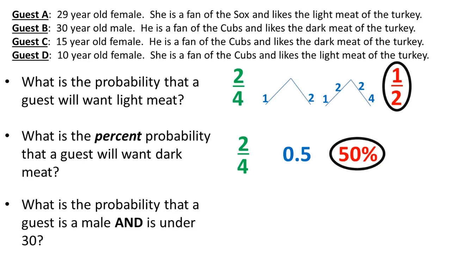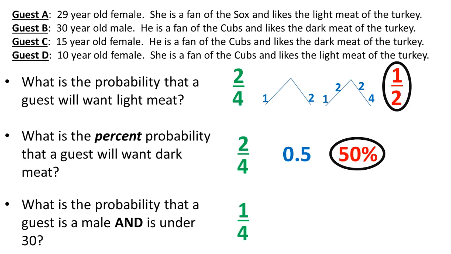What's the probability that a guest is a male and is under 30? When you have and probability, you're going to multiply the 2 probabilities together. So I need to find each of the individual probabilities. So the guest is male. There's still 4 guests in my sample space. There are 3 females, 1 male. So the probability that he's male is 1 out of 4.